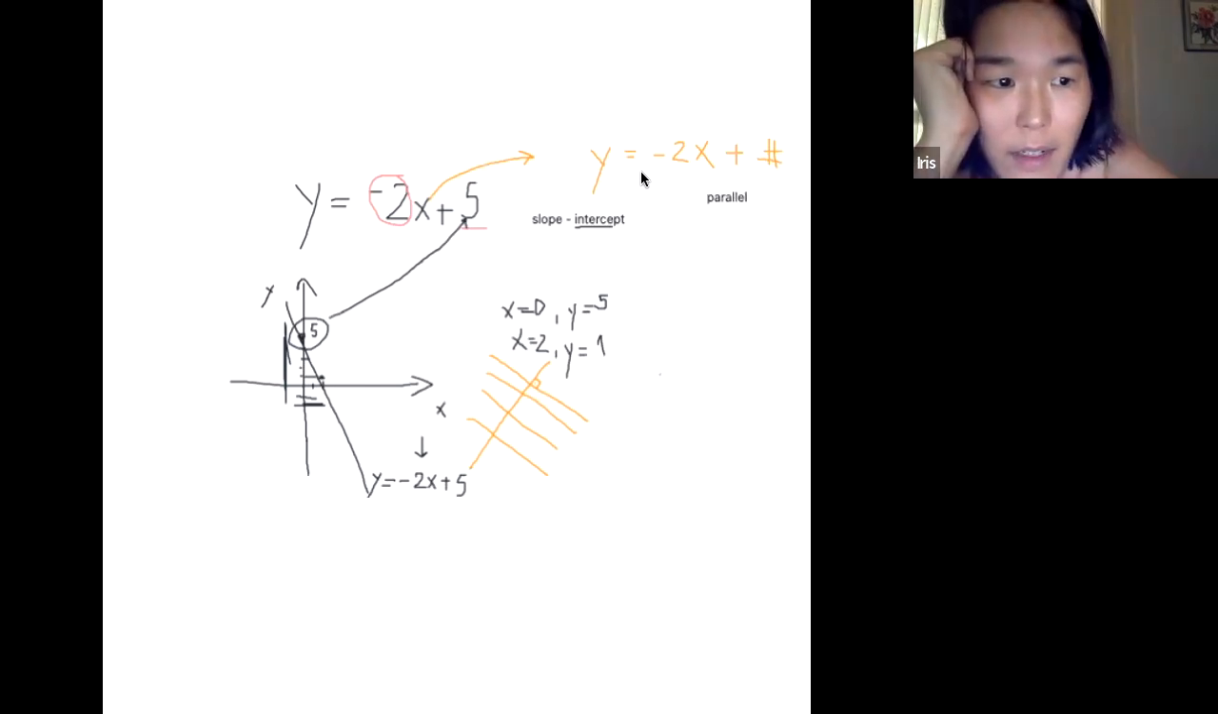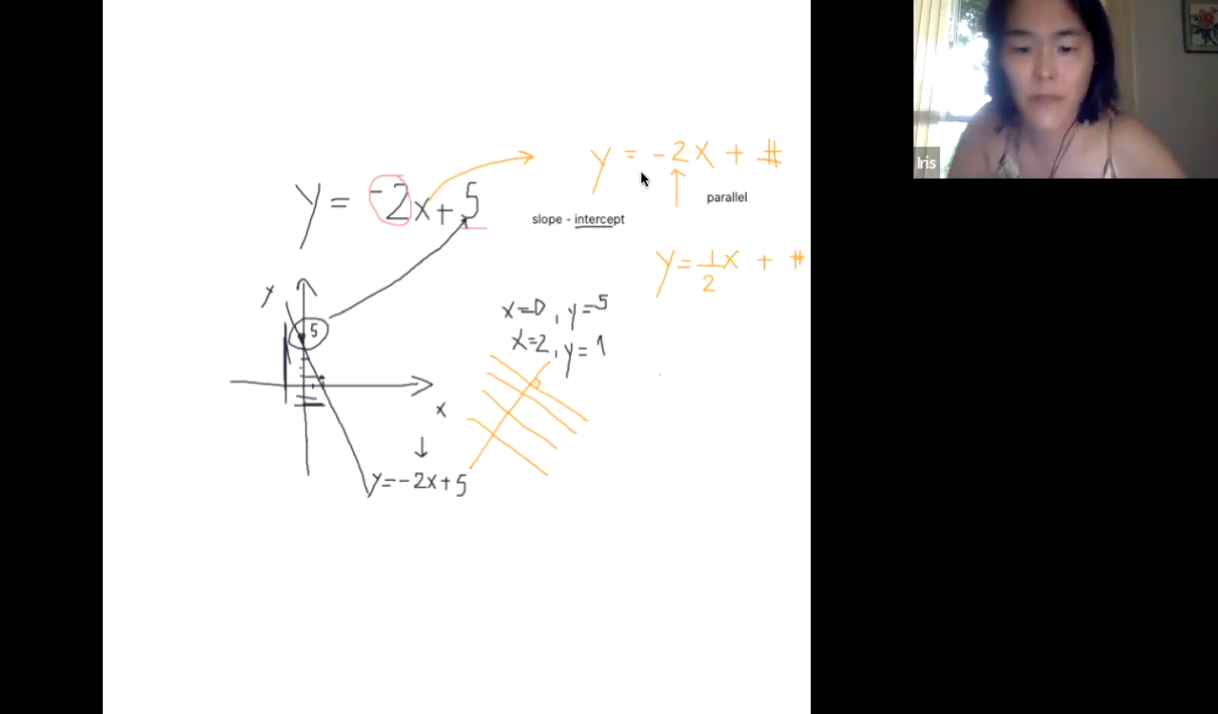And then y equals, what they say is to get the perpendicular ones, you switch this, you invert it, and also change the sign. So it was negative, it becomes positive. It was 2, it becomes 1/2. And plus any number again, some number. So these are the perpendicular lines.